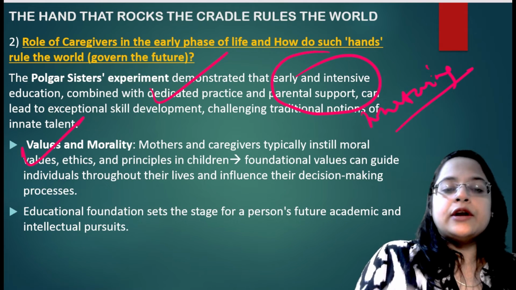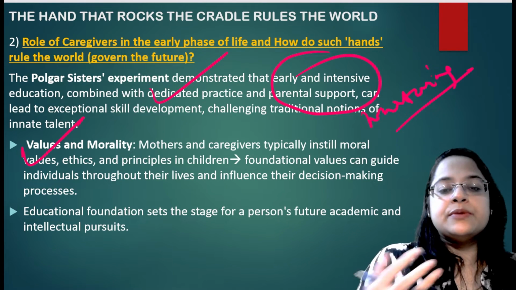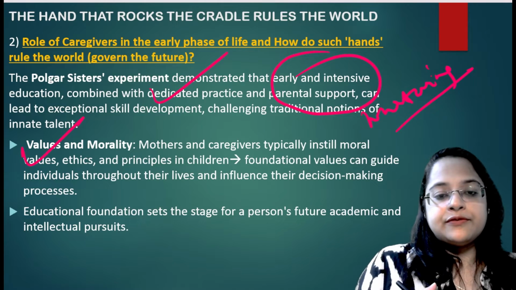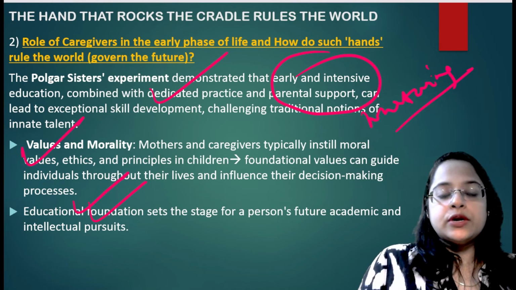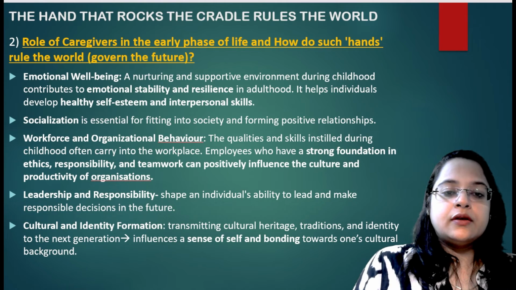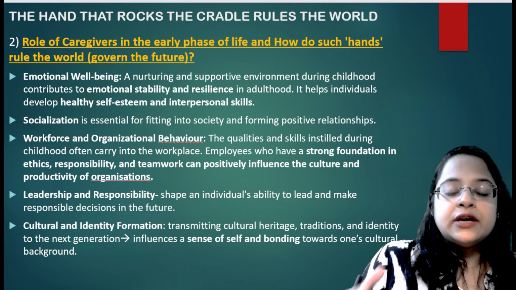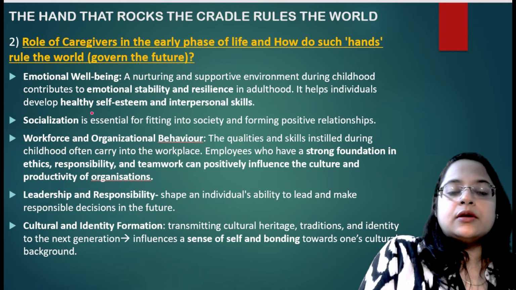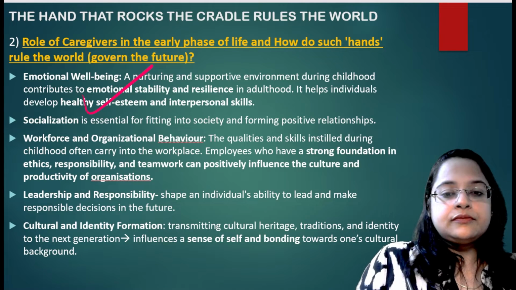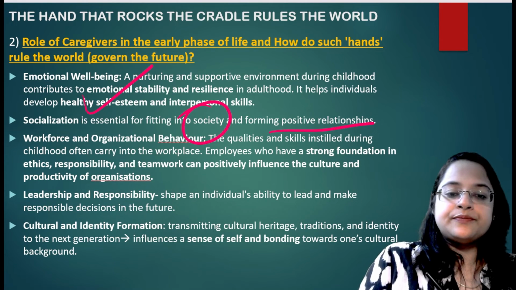So in the first case you can talk of values and morality, how the mothers and the caregivers instill moral values, ethics, principles in children that help them to make good decisions in the later part of life. Then how the educational foundation sets the stage for the person's future academic and intellectual pursuits. Then how emotional stability and resilience that comes through a supportive environment during childhood helps the person develop a healthy self-esteem and good interpersonal skills, how socialization is essential for fitting into society and forming positive relationships.